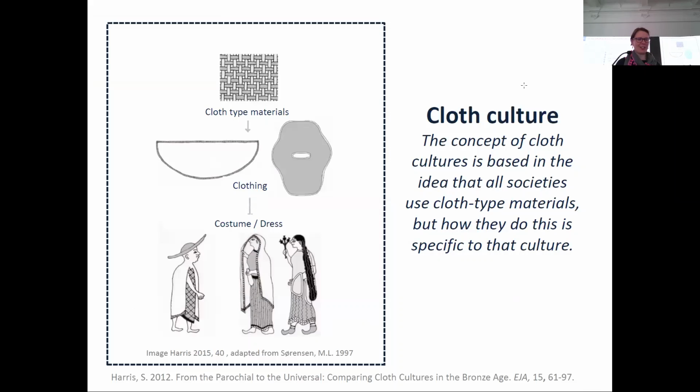So cloth culture, the concept of cloth culture, is based in the idea that all societies use cloth-type materials, but how they do that is specific to that culture. So here in the diagram, we can think about clothing. People find ways to make clothing made out of garments, but at the basis of this are different types of cloth.